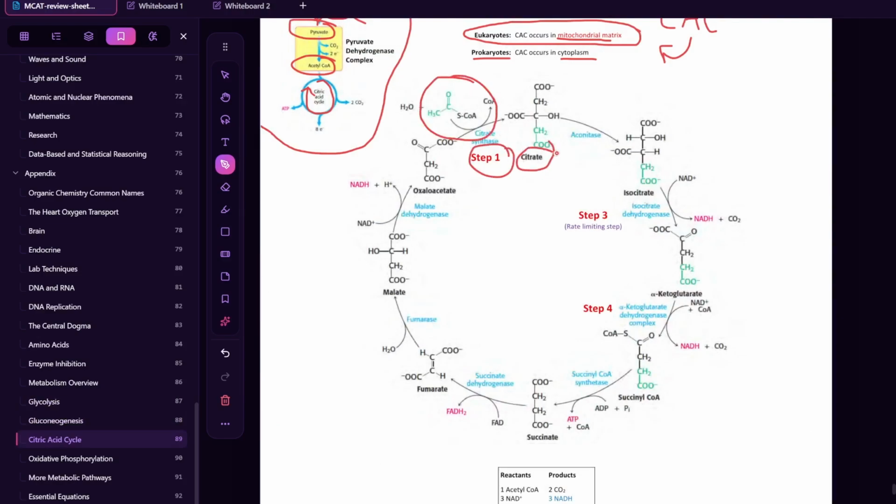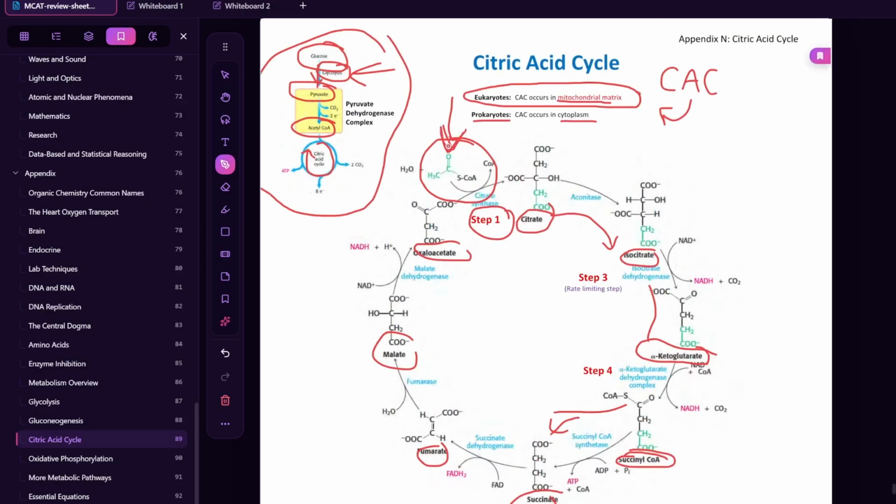And then that turns into citrate, and then that turns into isocitrate, which turns into alpha-ketoglutarate, which turns into, where's that, succinyl-CoA. We have succinate, we have fumarate, malate, oxaloacetate, and then it goes back. So remember that it's not just taking the same thing and going back over, it's taking new incoming acetyl-CoA and then processing this way.